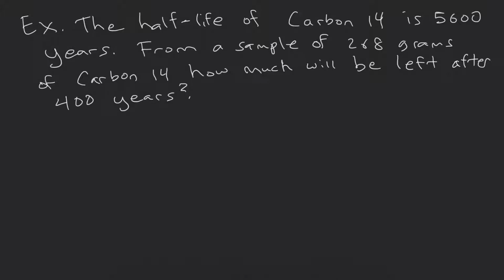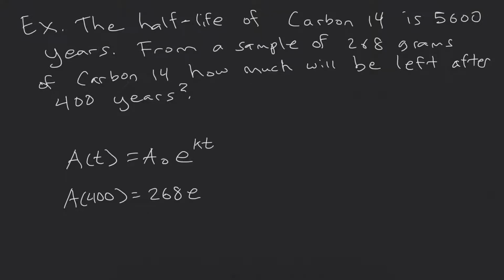So let's write down our equation. A of t is equal to a sub 0 times e to the kt. And in this case, we want to figure out a of 400. Initially, we have 268 grams in our sample. And we don't know k, unfortunately. We do know t. We want to know how much will be left after 400 years. But we don't know k in this case.